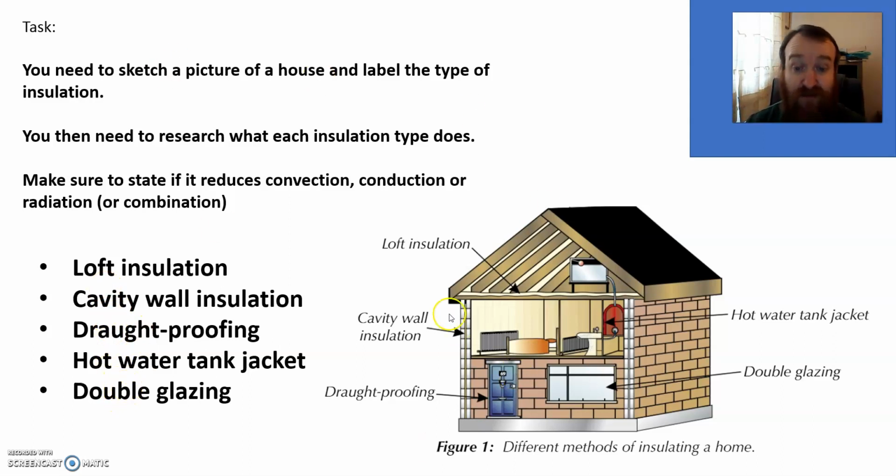So sketch a picture of the house, label it up with the different types, research the different types of insulation, and write a couple of sentences about each. Okay, a great place to start is BBC Bitesize. That will be linked in this video description and the class charts work.